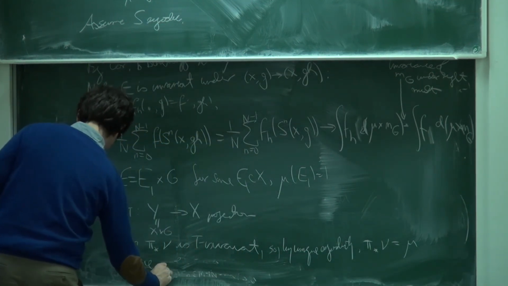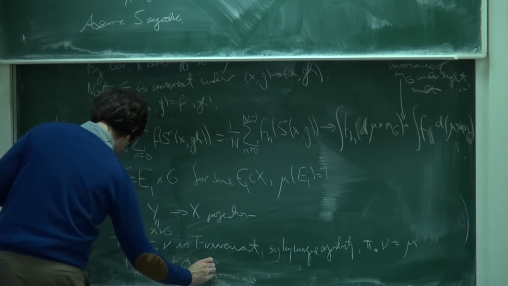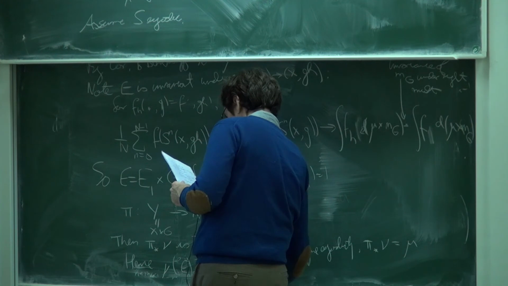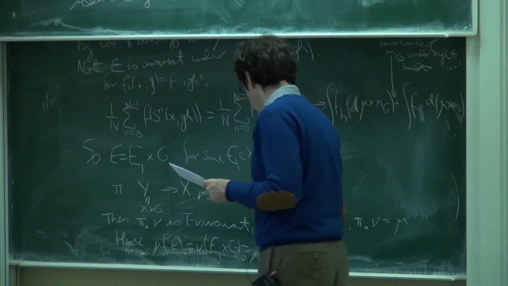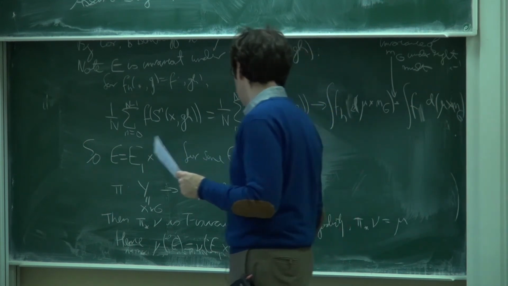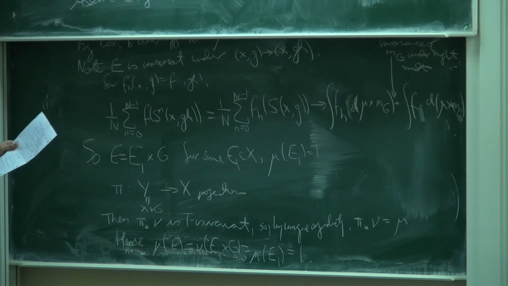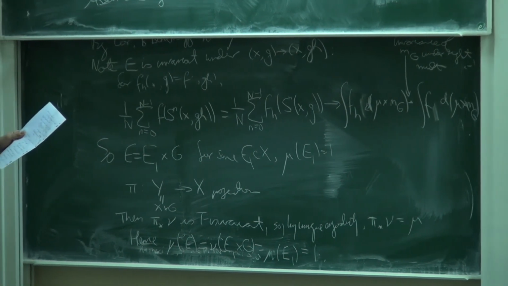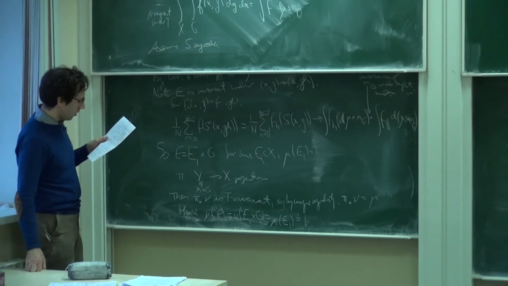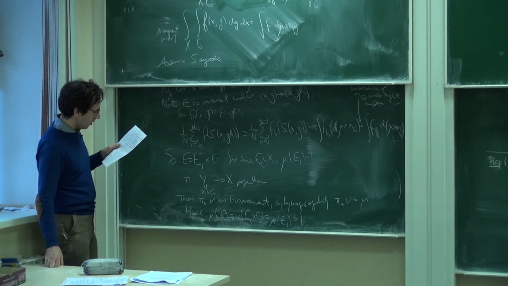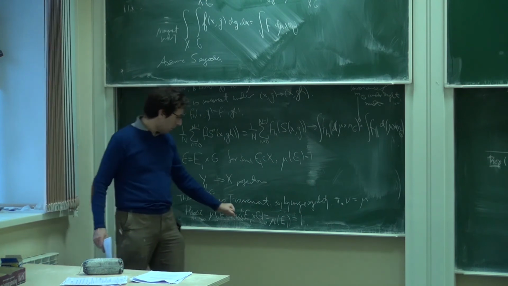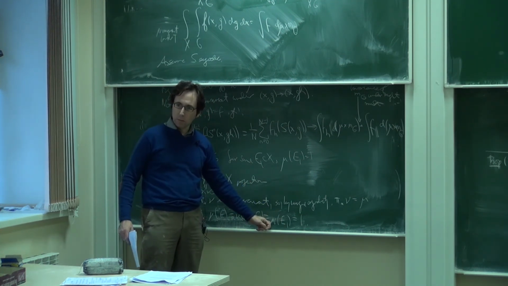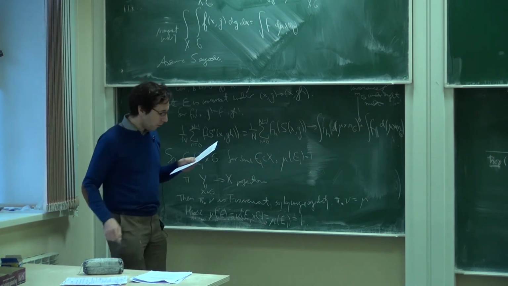Hence, nu of E is equal to nu of E1 cross G, which is equal to mu of E1, which is equal to 1. Very well. Simply because nu of E1 cross G will be nu push forward by t of E1, but that, as I just said, is mu. But mu of E1, as I said, is 1. So everything is fine so far.